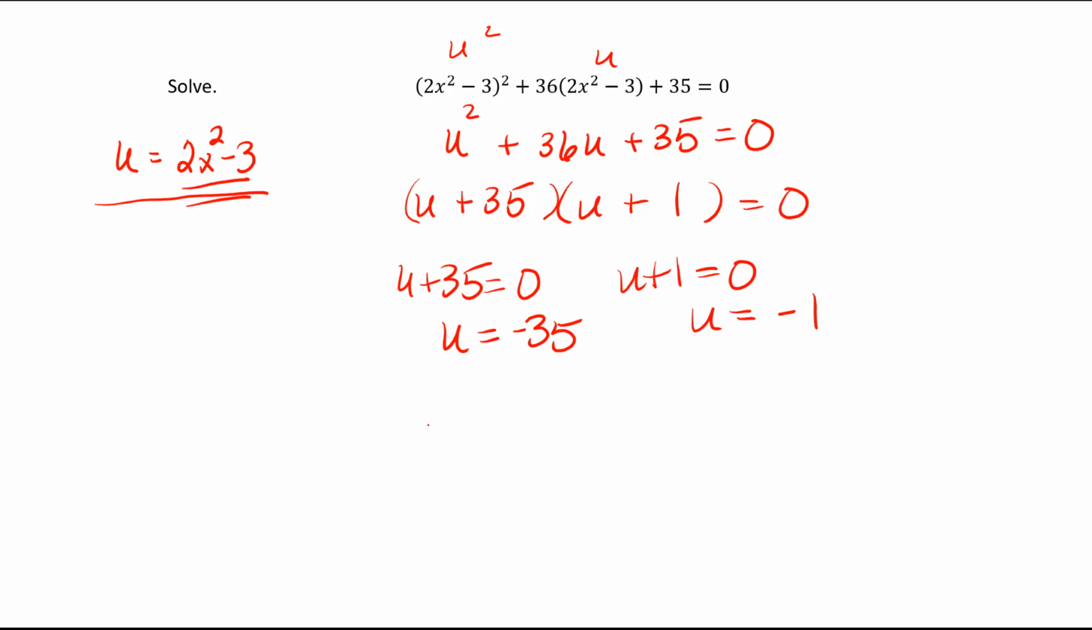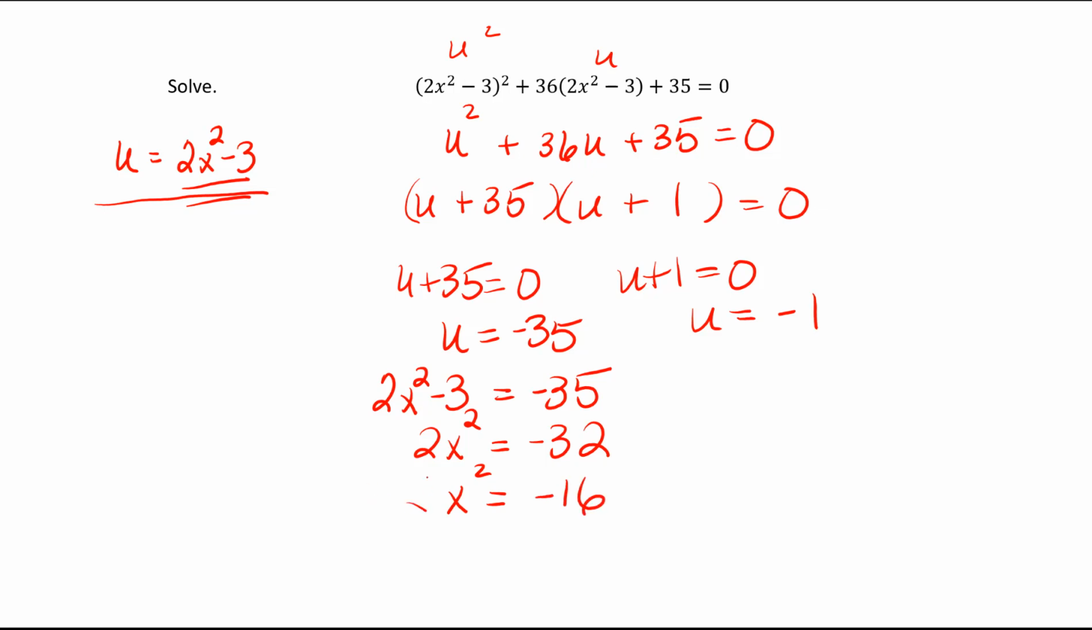and see what I get for x. So here we go. We're going to put 2x squared minus 3 back in for u. That equals negative 35. And then I'll add 3 on both sides, and I'll have 2x squared equals negative 32. So if I divide both sides by 2, I'm going to get x squared equals negative 16. And then if I take the square root on both sides, I'm going to have x equals plus or minus the square root of negative 16, which is just plus or minus 4i. So that's one part of the solution.